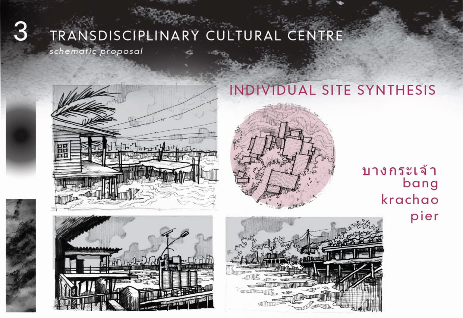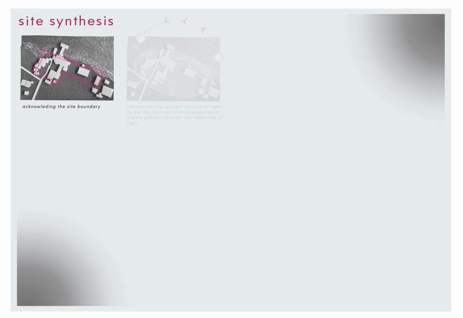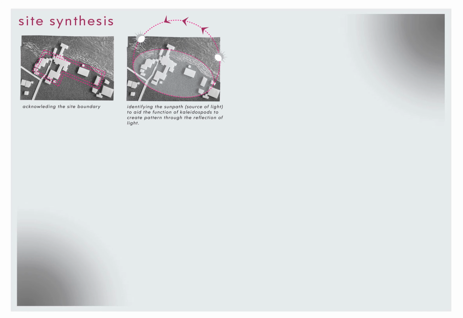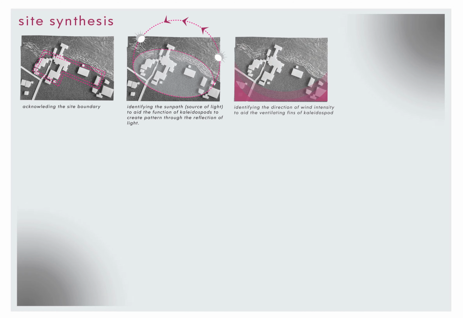Moving on to the schematic proposal for the Transdisciplinary Craft Center, I started to study the context and potential programs that could be applied into the project site. For the site synthesis, I first identified the sun path over the proposed project site, since the source and direction of light is essential to aid the function of the kaleidospot in creating patterns through the reflection of light and color. I also identified the wind intensity and direction that would steer the ventilating panels of the kaleidospot.